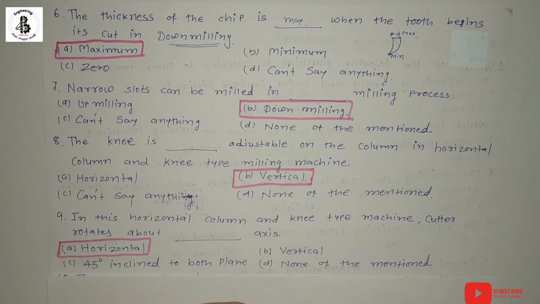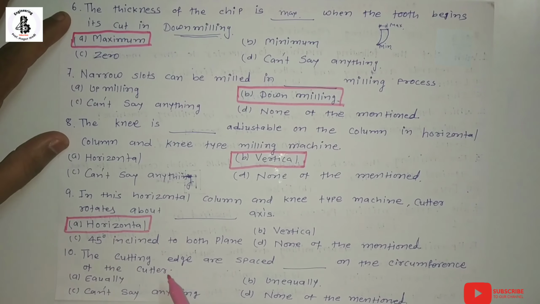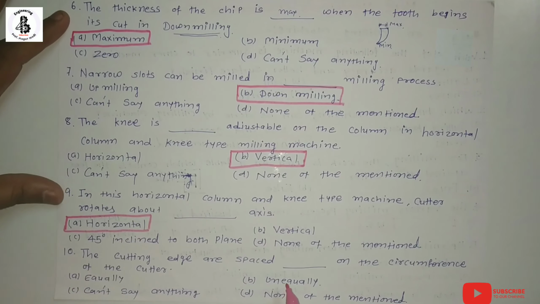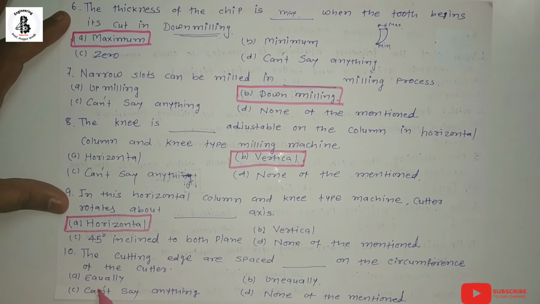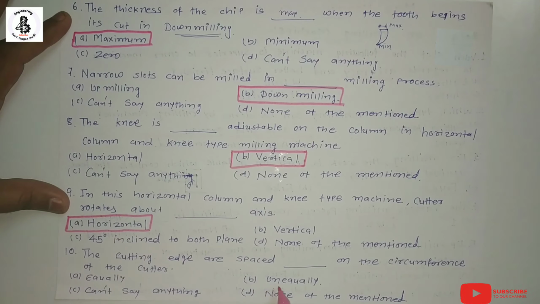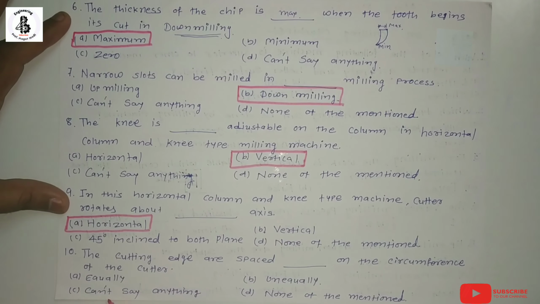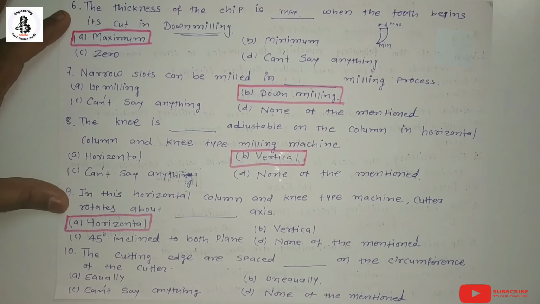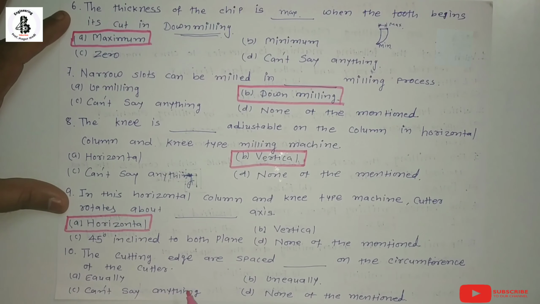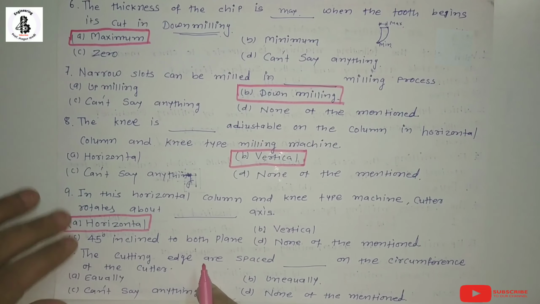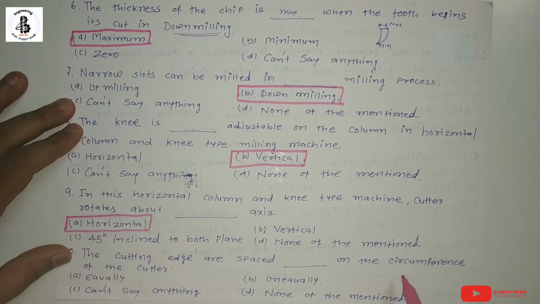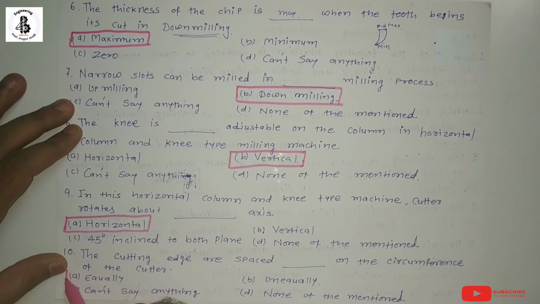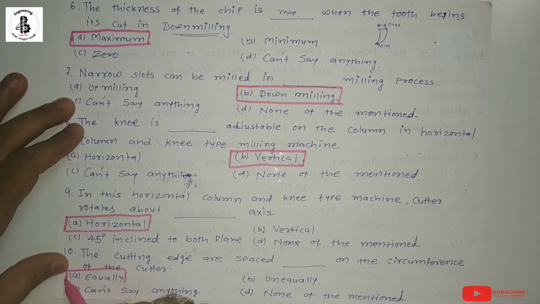Then next question, the cutting edges are spaced on the circumference of the cutter: Option A, equally. Option B, unequally. Option C, can't say anything. And option D, none of the mentioned. That is the construction of milling cutters. So basically, the cutting edges are spaced equally onto the circumference of the cutter. So the option A would be the right answer.